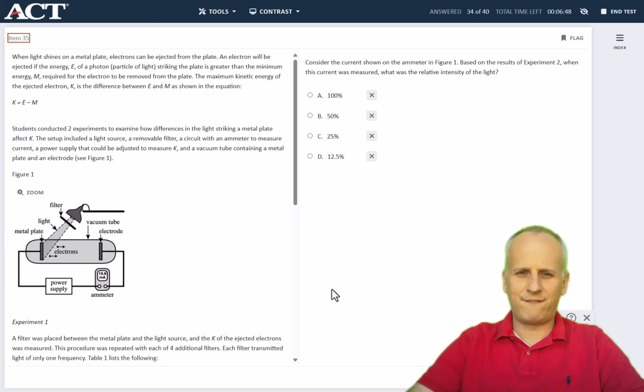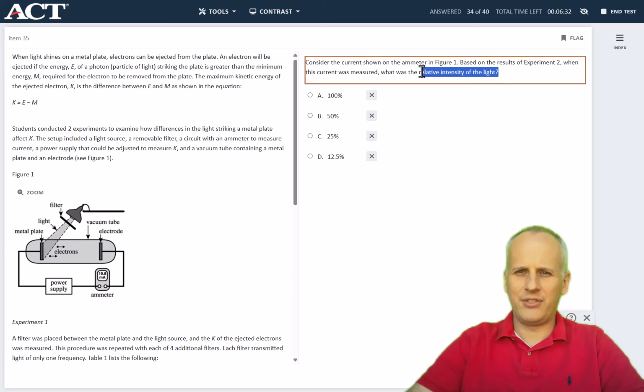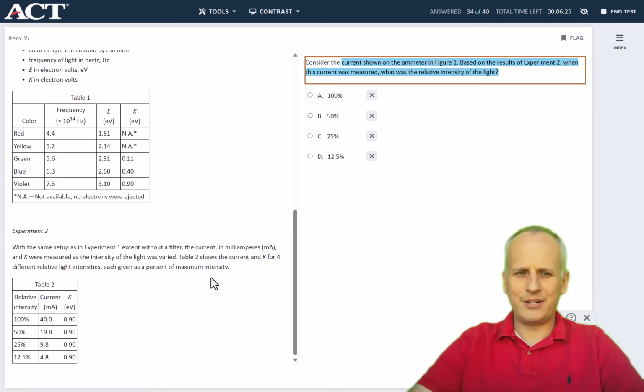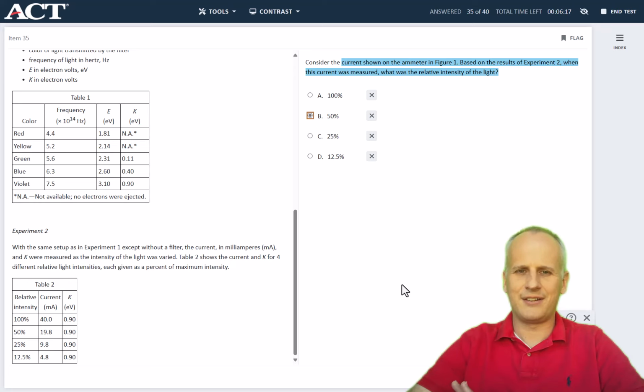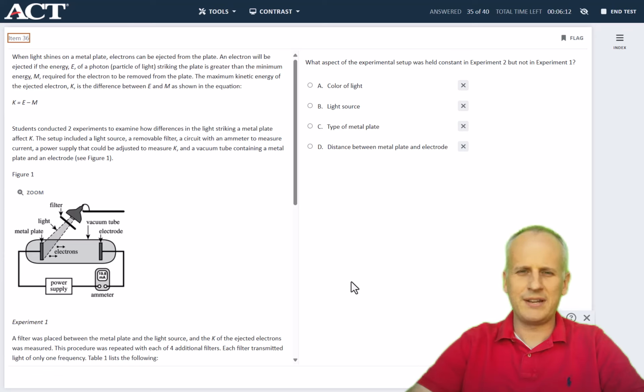Now we've moved on to our final science passage. We again read the question first, ignoring everything on the left. Consider the currents shown on the ammeter in figure 1 based on the results of experiment 2 when this current was measured. What was the relative intensity of the light? So we've got to pay attention to the current shown on the ammeter. The ammeter is right here. It says 19.8. We scroll on down to experiment 2. We match it to 19.8. So what's the relative intensity? It's 50%, and you can make this a lot easier on yourself if you don't try to read everything before attempting this question, but we'll move on to the next at this point.